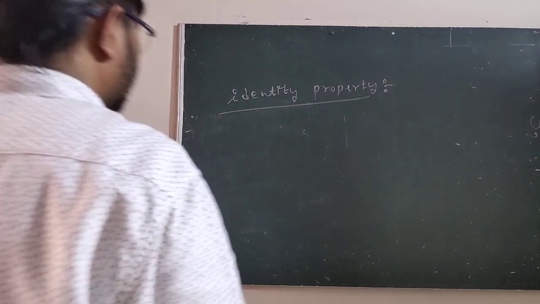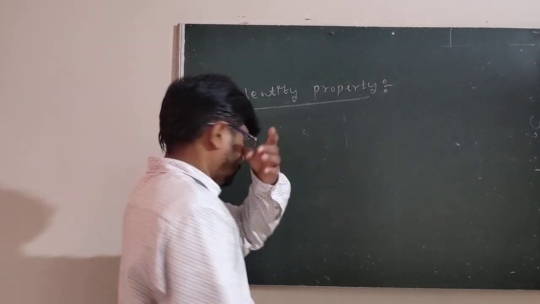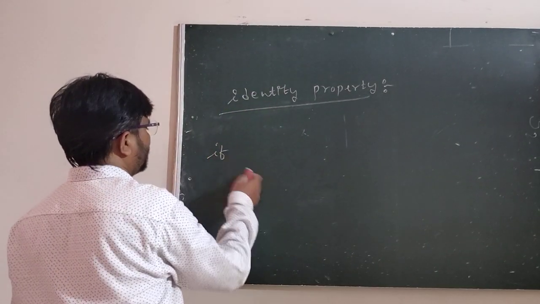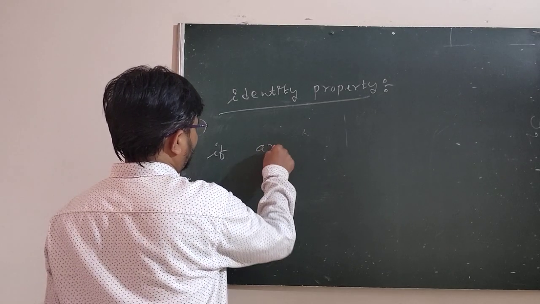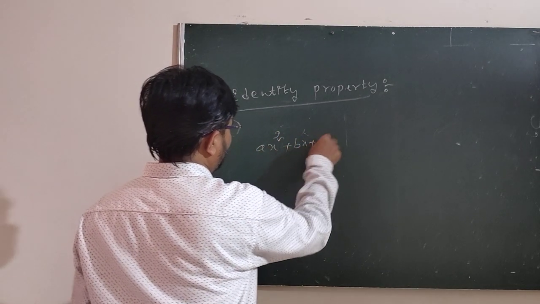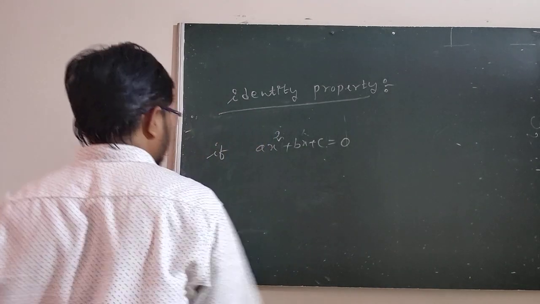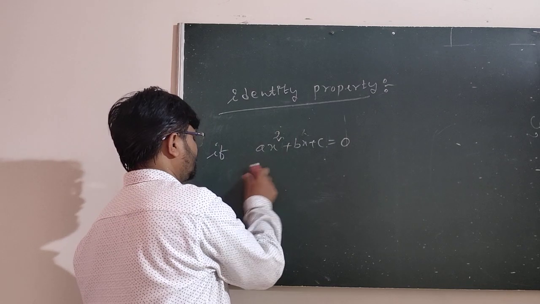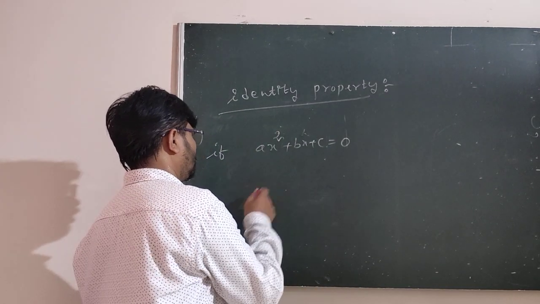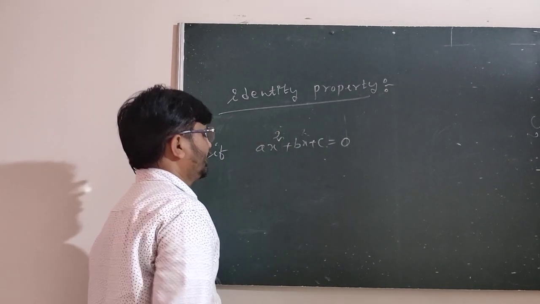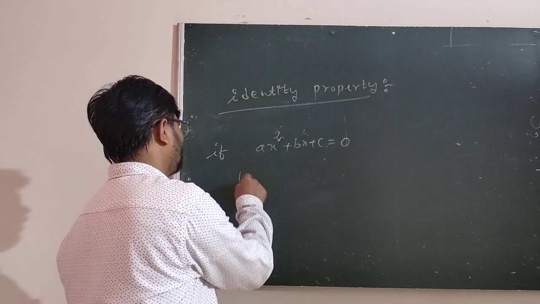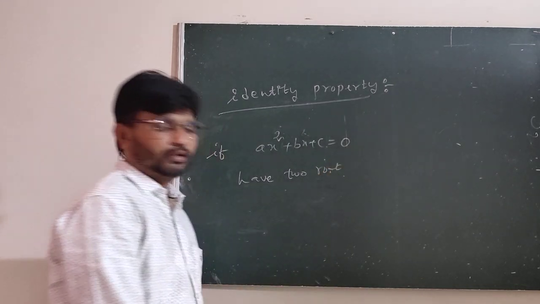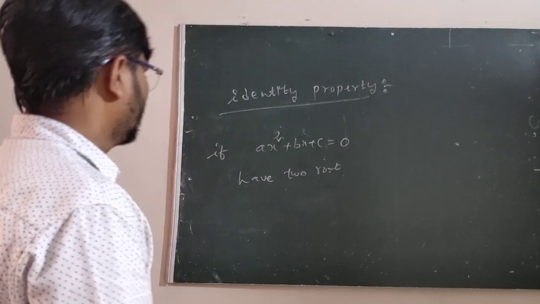So now we are going to discuss the identity property of the quadratic expression. The equation ax square plus bx plus c, we know that this has two roots. The degree is 2 here. Maximum roots are 2. We know that the quadratic equation has two roots.